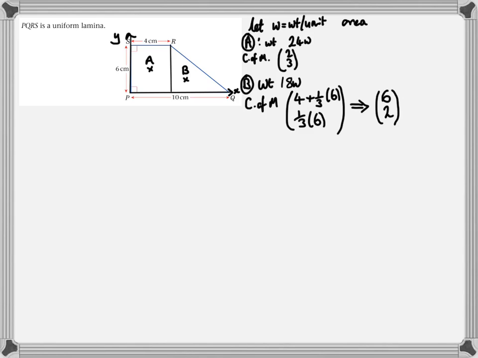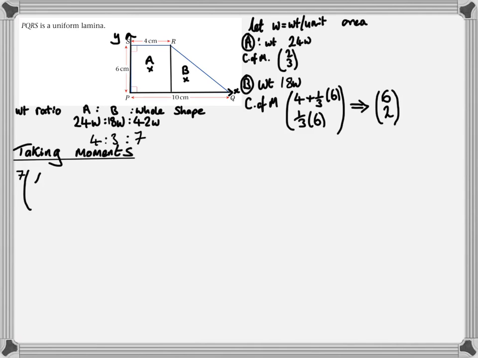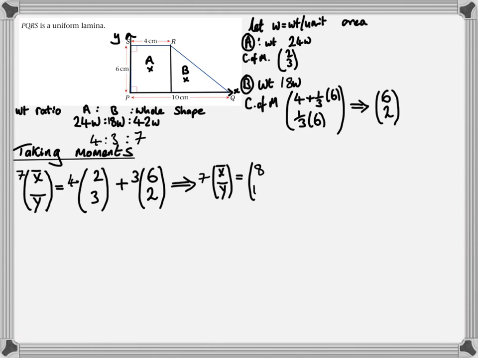Now in a second I'm going to do the moments equation, but first of all I'm just going to look at the weight ratio to perhaps simplify the equation a little. And so I can see in fact that the weights are in the ratio of 4 to 3, to 7, and so now I can form my equation. So taking moments, I will end up with the equation like this. A little bit of simple expansion will give me the following, and then I can clearly see that x bar is equal to 26 over 7 and y bar is equal to 18 over 7.